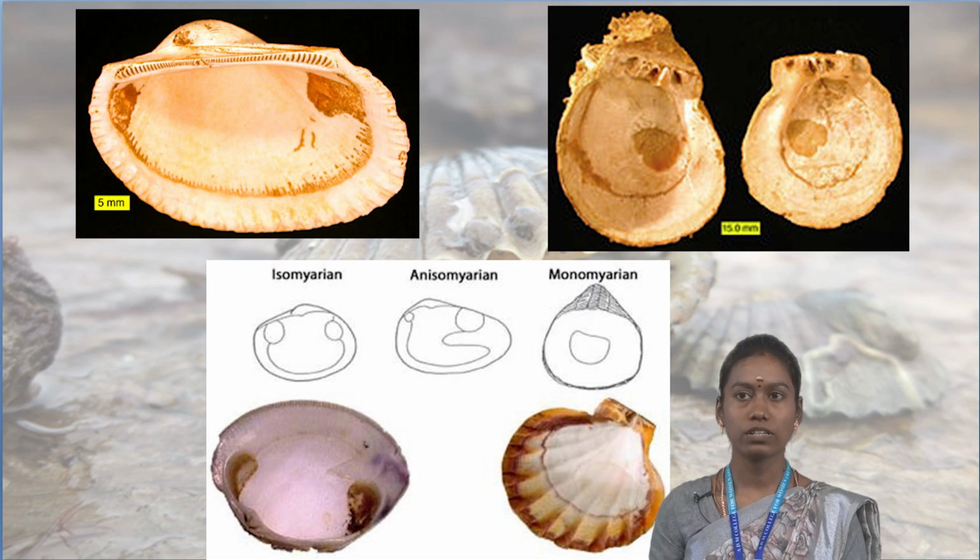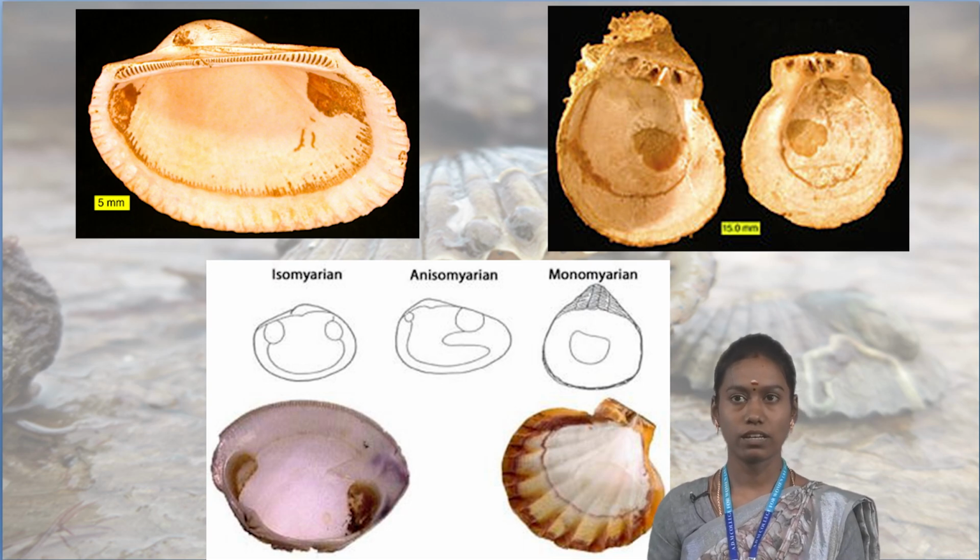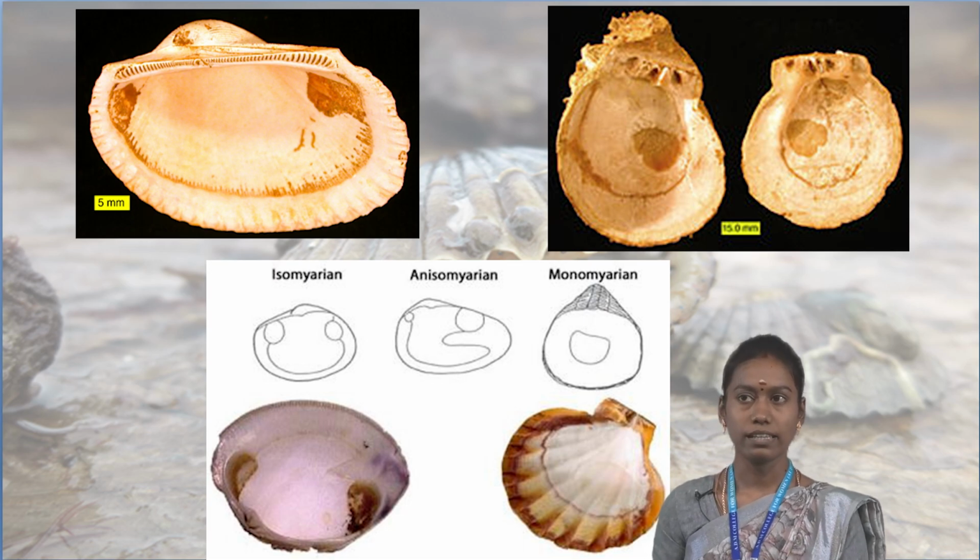In the above pictures, you can see the first one is the Arca. In the previous slide we saw that the hinge is very straight and two adductor impressions are present. In the second picture you can see examples of monomyarian, because only one large adductor impression is present. In that second picture, the first shell is the oyster. These are the adductor impressions.